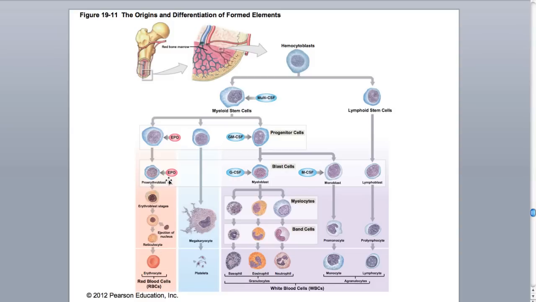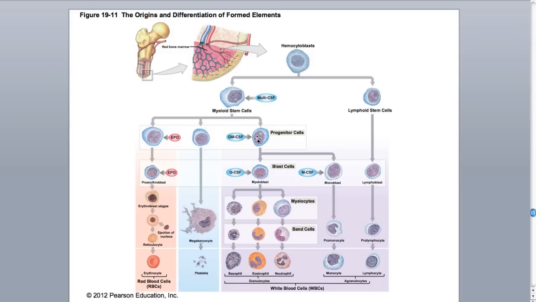Now, I do want you to know for test purposes that it's a pro-erythroblast giving rise to red blood cells. So pro-erythroblast will give rise to red blood cells. And notice mature red blood cells are anucleated, and it shows it right there where the nucleus is removed. Then we have this column here, and it's called megakaryocyte. A megakaryocyte produces thrombocytes, which produces the platelets. And we'll see more on that in a moment.